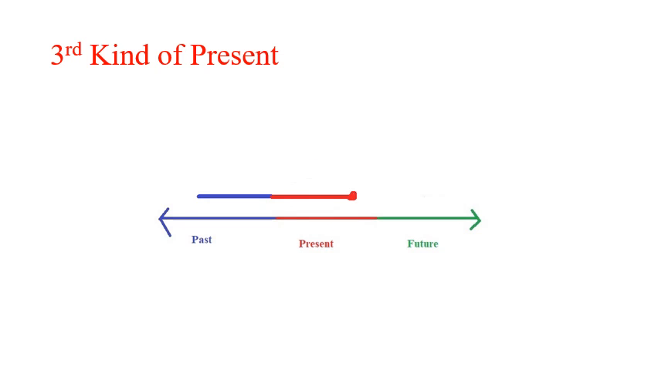And the third kind of present was when the action starts in the past somewhere here, and then at the moment we are talking about it, it has just come to an end. It has just completed. So the action starts in the past and moves to the present moment, and while we are talking about it, it has just come to an end.